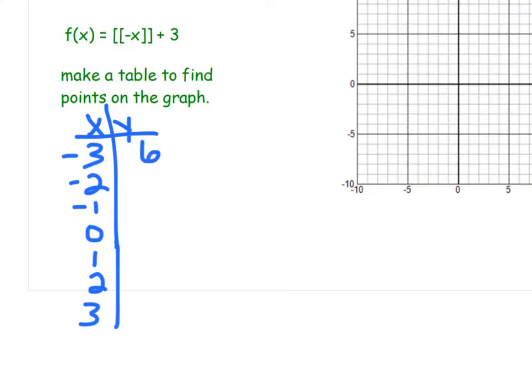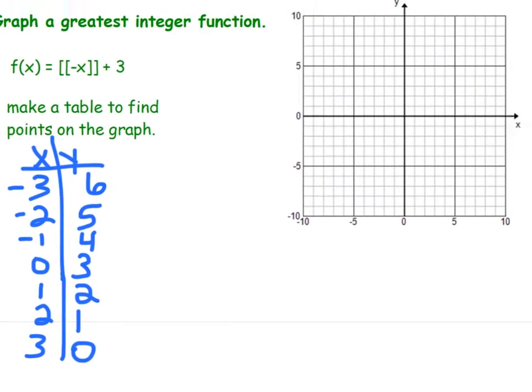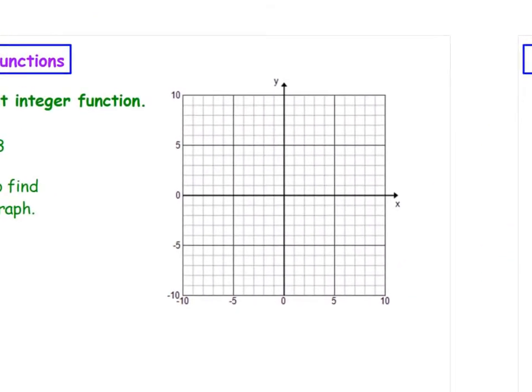Negative 2 would change to a positive 2, and then it would be 5. Negative 1, positive 1, so 4. 0, 0, so it'll be 3. Then 1 is a negative 1, because we plugged in a positive 1 here, so it's actually negative 1, plus 3 is 2. 2 is actually negative 2, plus 3 is 1. And 3, negative 3 plus 3 is 0. So those are my whole points right now. So it's starting at negative 3, 6 and going down.